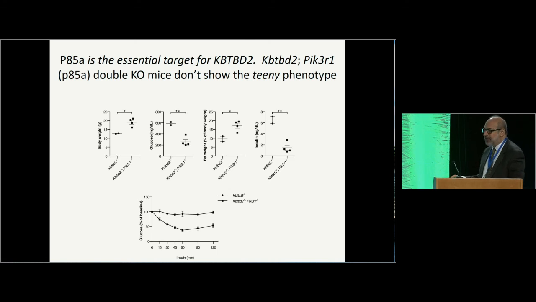If all this is true, then we should be able to suppress the phenotype of KBTBD2 knockout mice by additionally knocking out P85 alpha. And that we did, targeting a second time with CRISPR-Cas9. And you see here that it did correct the phenotype. There's an increase in body weight to normal. There's a fall in glucose, a fall in insulin at the right, and also I think that there's correction of fat weight in the third panel. There we are. Also, insulin sensitivity is restored, as you see at the bottom.